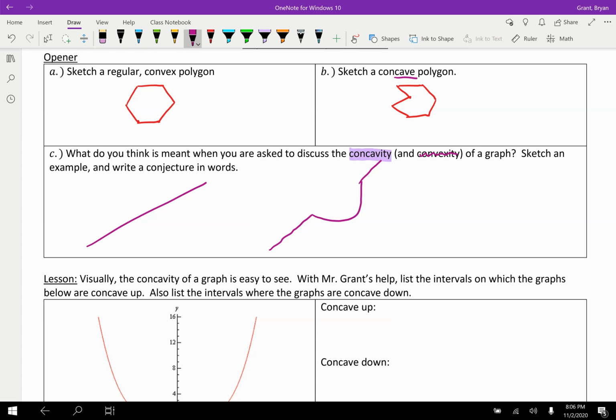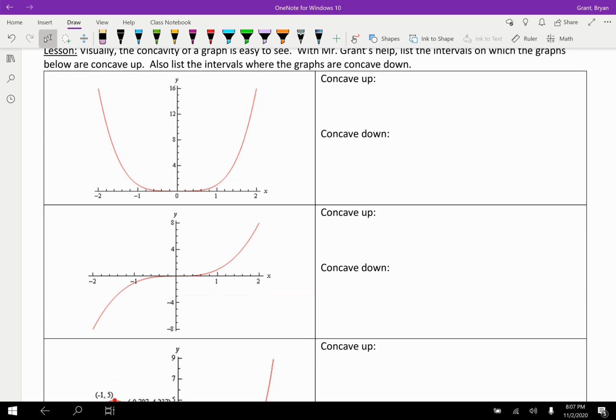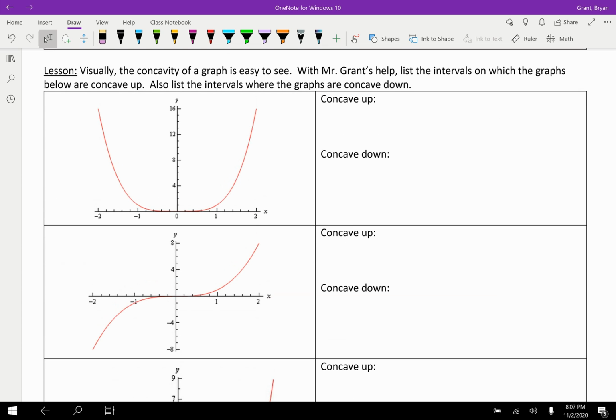This has 0 concavity, and the more curvature it gets, the more concave it gets, the higher the degree of concavity. Very, very similar to slope. Slope measures the steepness of a graph. Concavity measures the curvature of a graph. Now, visually, concavity is really easy to see. So we're going to go ahead and just list some intervals on which the graphs below are concave up and also concave down.